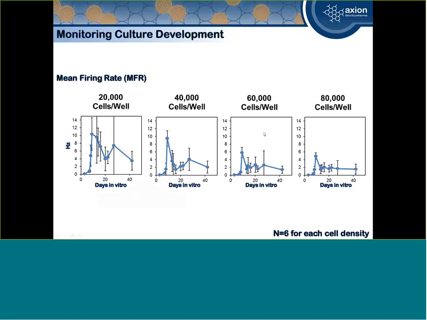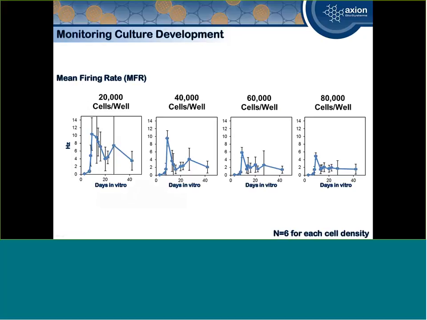One of the easiest things to look at is how many spikes there are in a given window of time. So mean firing rate is a very common metric, which literally means the number of spikes that are happening per second. What we wanted to do here was, as I mentioned before, vary the cell density across different wells and across multiple wells, in this case an N of 6 for each of these cell densities. And what we wanted to look at was differences in development over time.